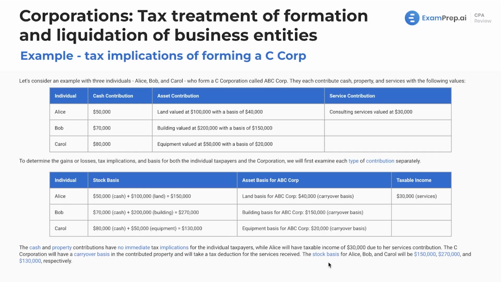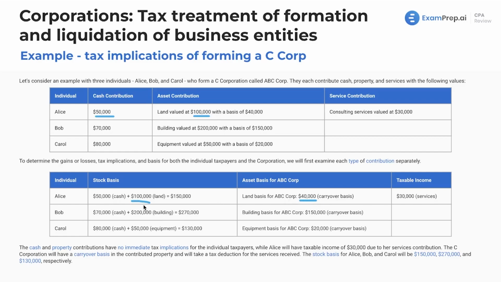However, the stock basis, what's the stock basis for each of these individuals? Well, Alice is going to have 150, and where do we get that? Well, Alice contributed 50, and contributed land valued at 100. So Alice's perspective is going to use the fair market value, whereas for the corporation, well, the corporation is using the carryover basis. So you see that, just something to take a note of, is Alice is using the fair market value of the land to add to Alice's basis, whereas the corporation is using the carryover basis.